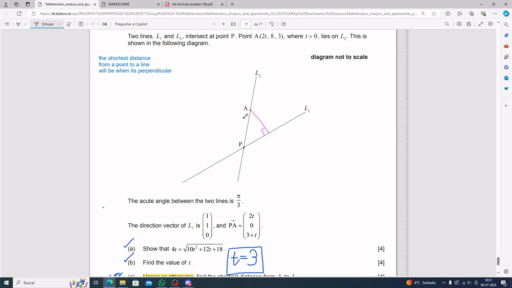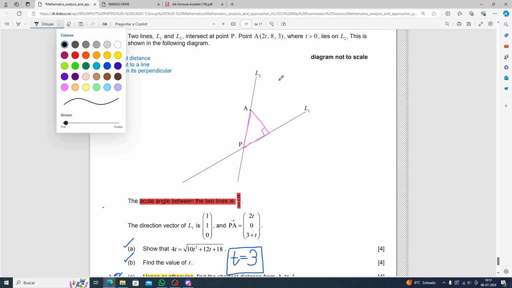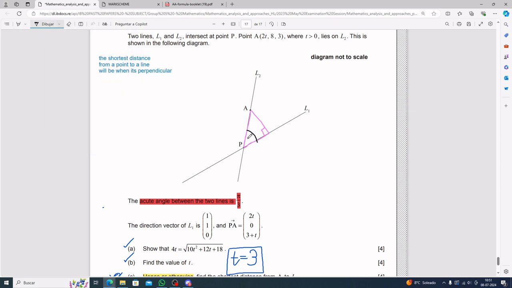Okay, and so this triangle that I just drew in pink, what do you know about it? We did establish a million years ago that the acute angle between the two lines is pi divided by 3. So that means that right here you have a pi divided by 3. Now, what else do you know about this triangle?